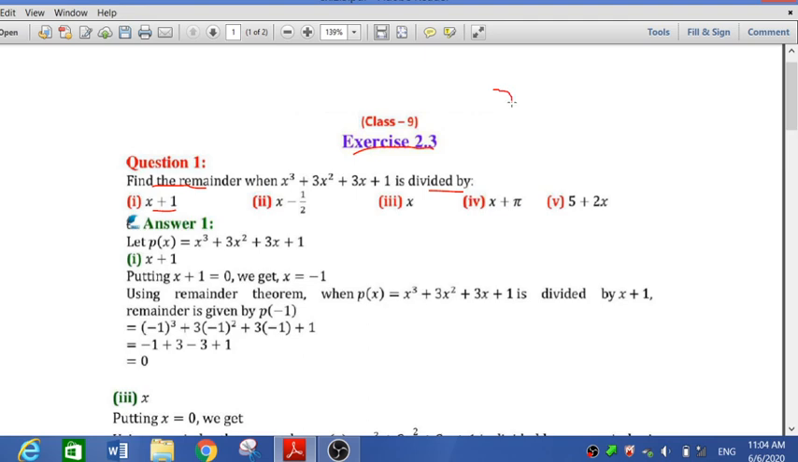So if it is divided by x plus 1, then x plus 1 is equal to 0. Therefore x is equal to minus 1. X is equal to minus 1 I have to put where? I have to put it here. So if you see the question, x plus 1, here p of x is given: x cube plus 3x square plus 3x plus 1. Now putting x plus 1 is equal to 0, we get x equal to minus 1.